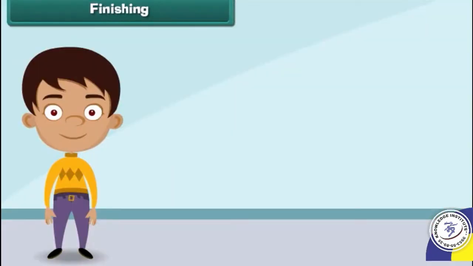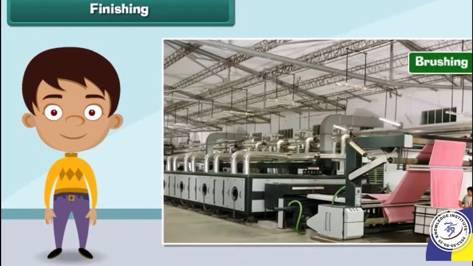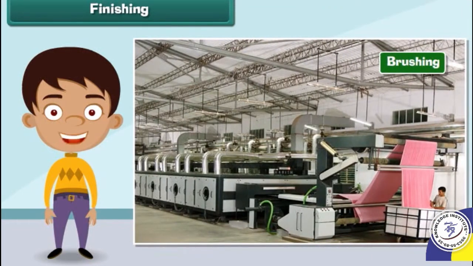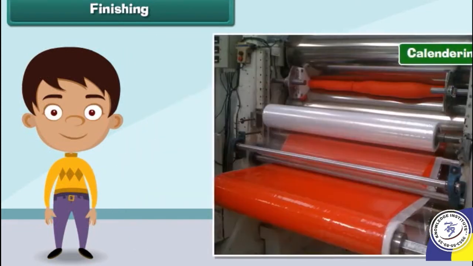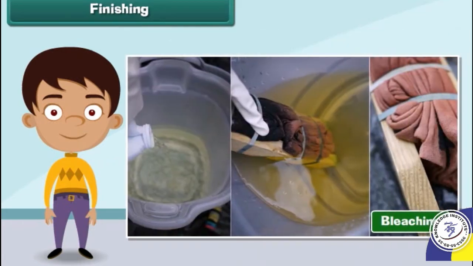Finishing. The process that improves the appearance and usefulness of a fabric is known as finishing. Some important finishing treatments given to a fabric are: brushing. The process of brushing removes short and loose fibers from a fabric. Calendering. The process of calendering improves the smoothness and shine of a fabric. Bleaching. The process of bleaching removes the natural color of raw fabric.